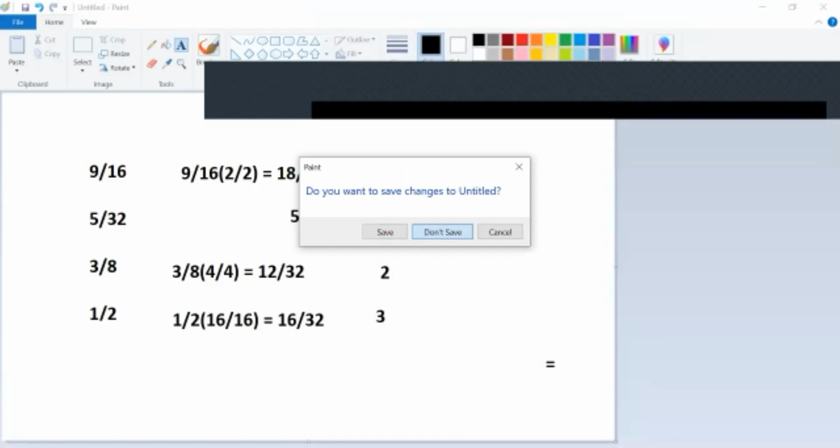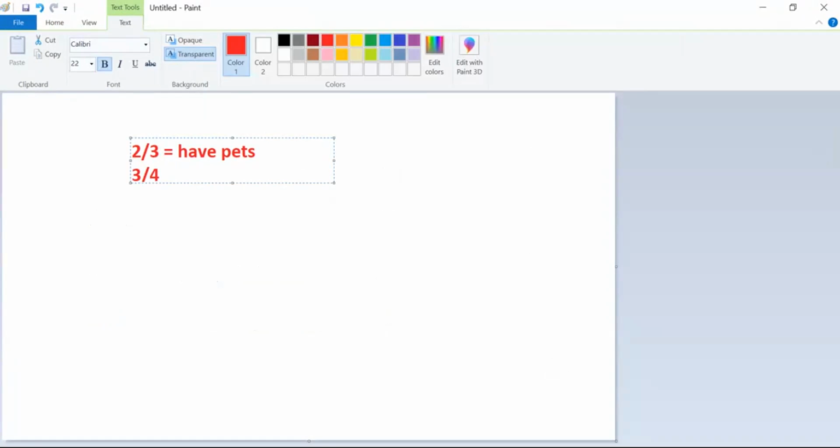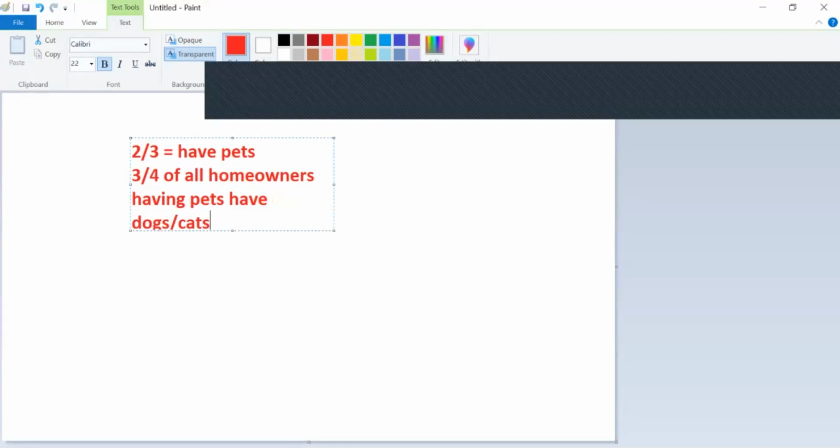New. Okay. I always have to write things out. It just helps me understand. Let me get a different color here. So 2/3 of the homeowners have pets, right? Yes. And we also know that 3/4 of all homeowners having pets have dogs or cats, right? Isn't that what it says? Something like that. So they want to know how many of all the, let me do this.